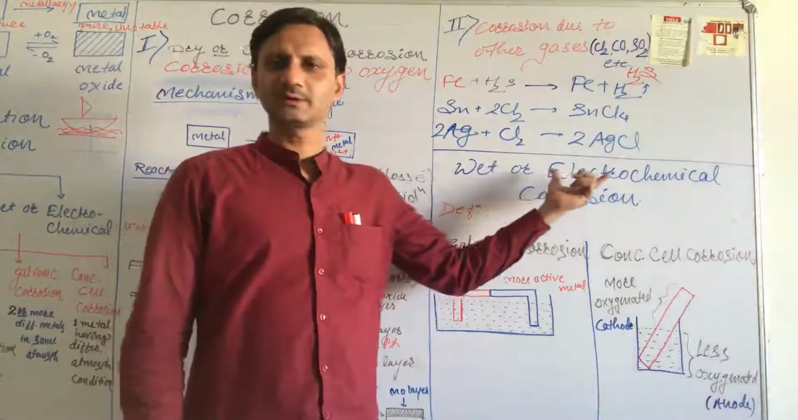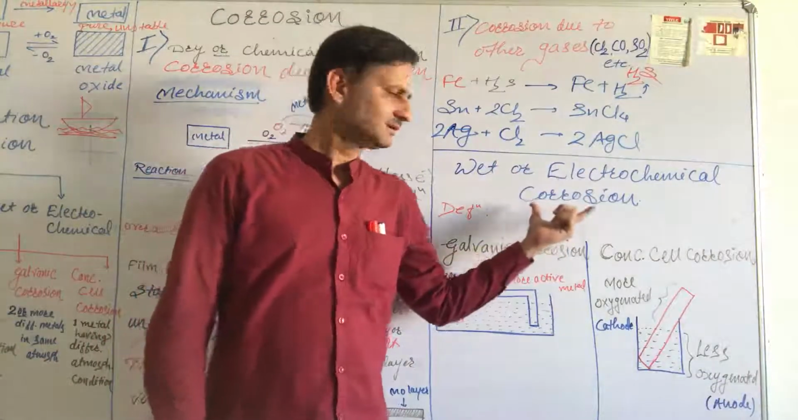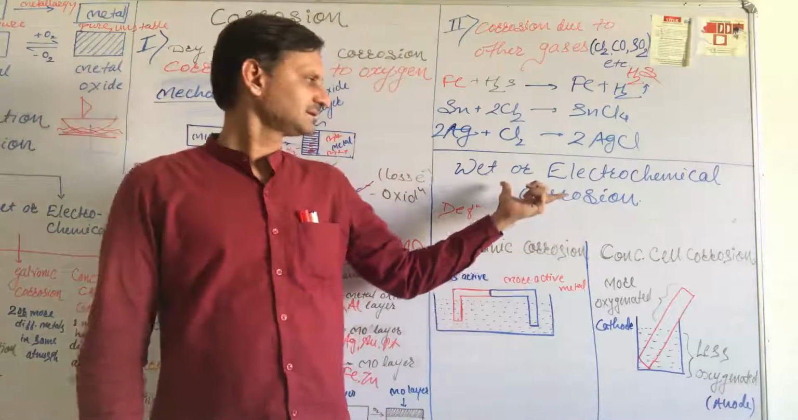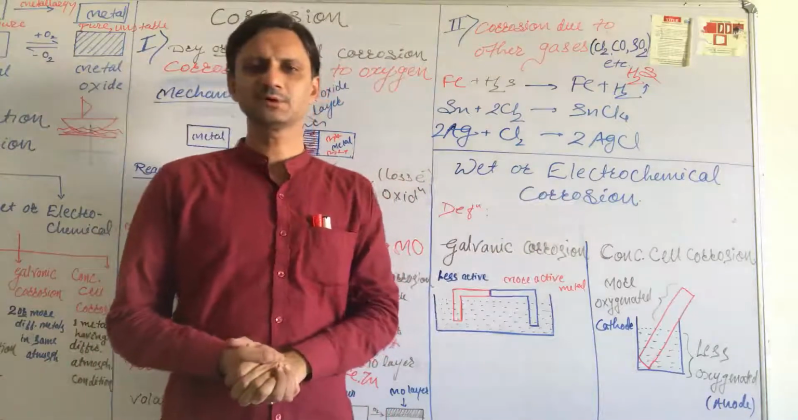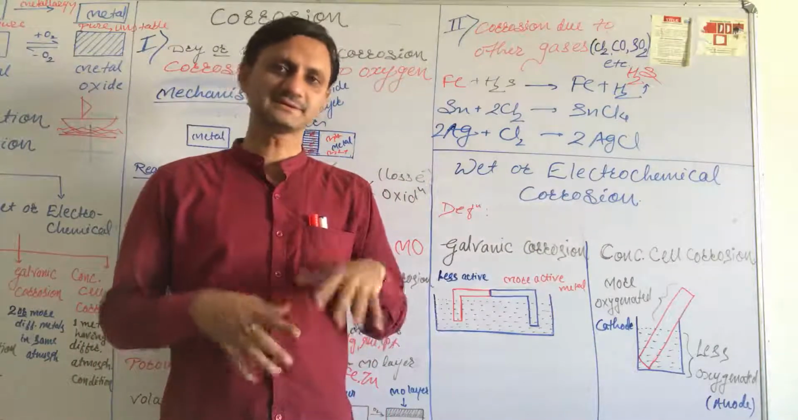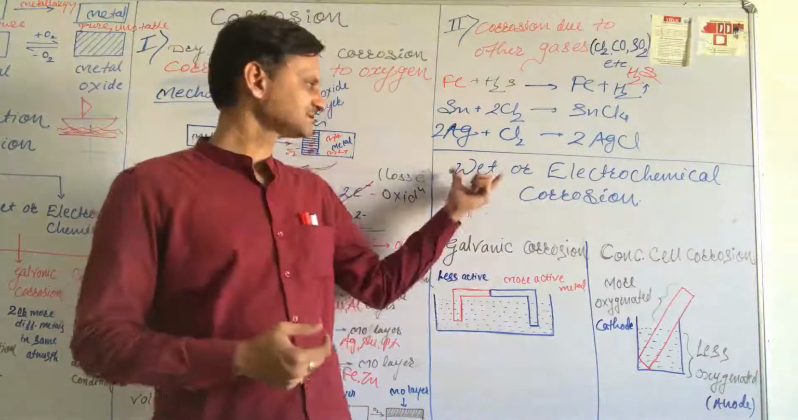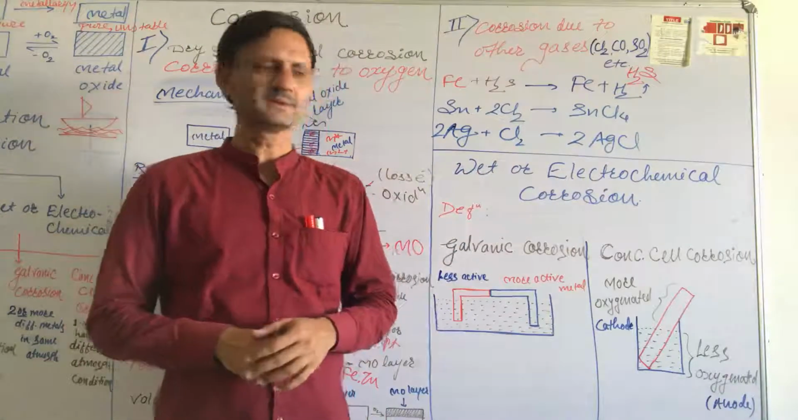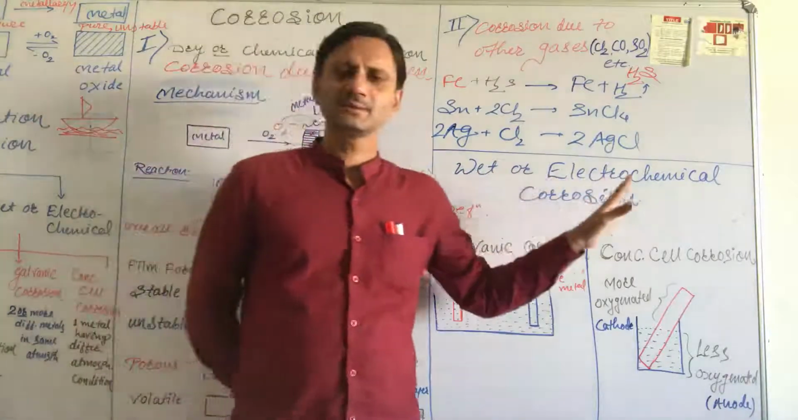So the wet or electrochemical corrosion. Here this kind of corrosion takes place in the presence of moisture. That's why it is called wet corrosion. And why is it called electrochemical corrosion?